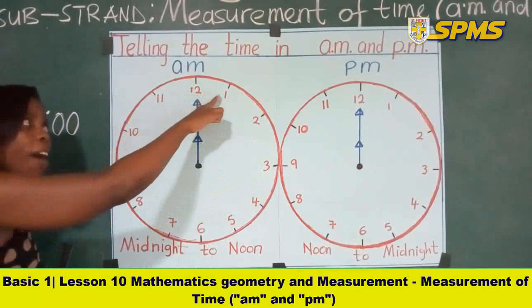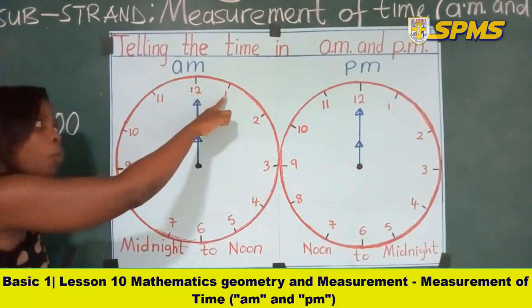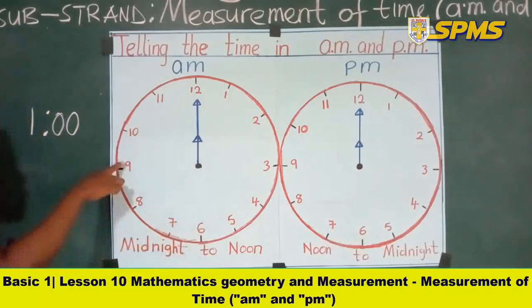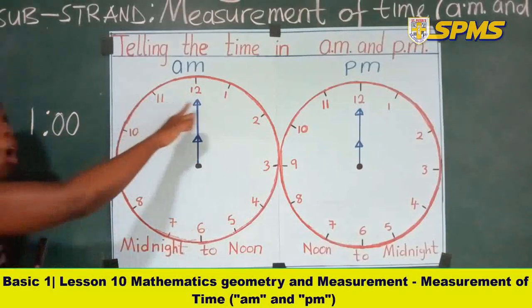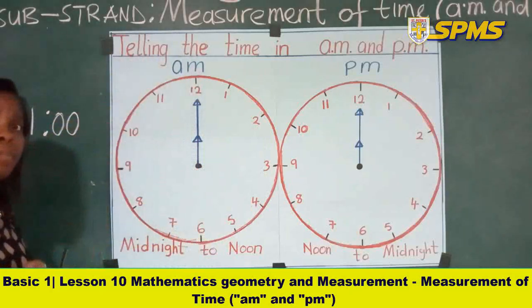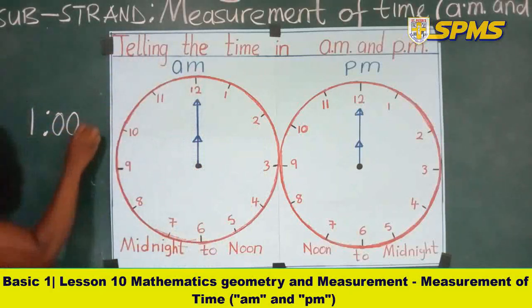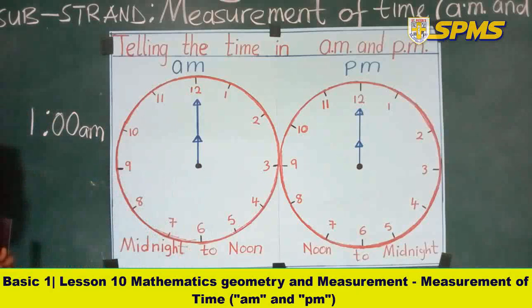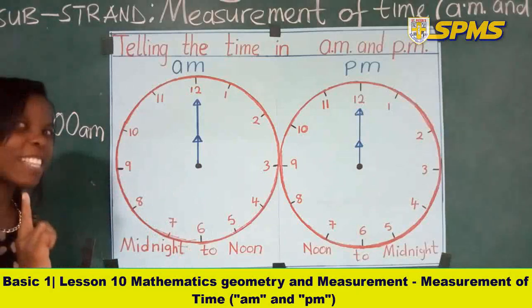So any hour from 12 midnight, 1, 2, 3, 4, 5, 6, 7, 8, 9, 10, 11, all these hours are going to be in AM. So I'm going to add my AM. This is the first part of the day. The day has not yet ended.